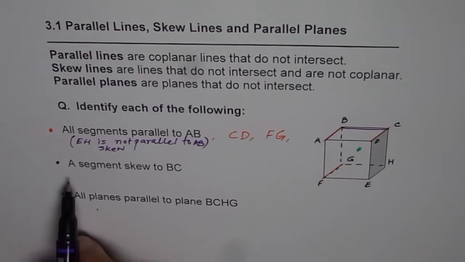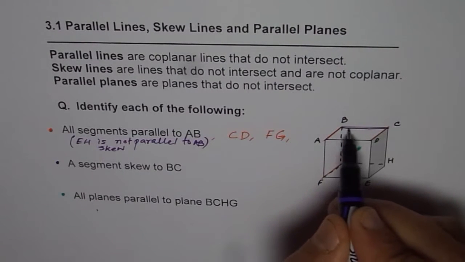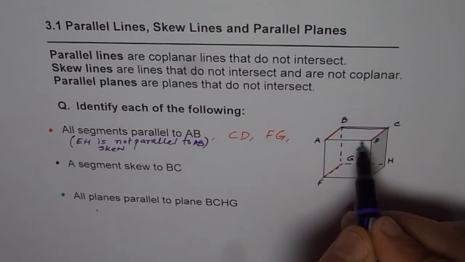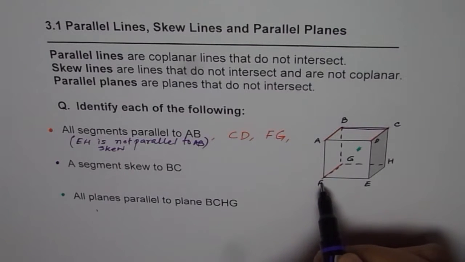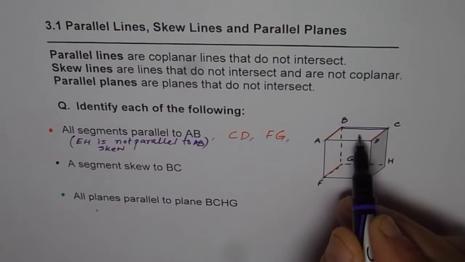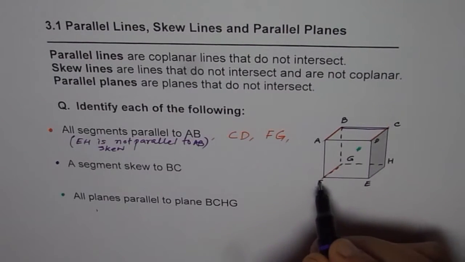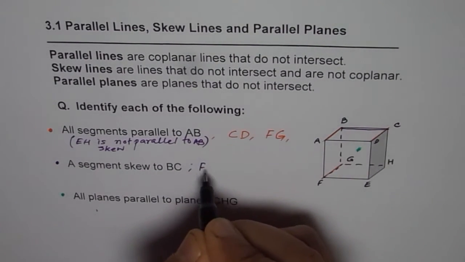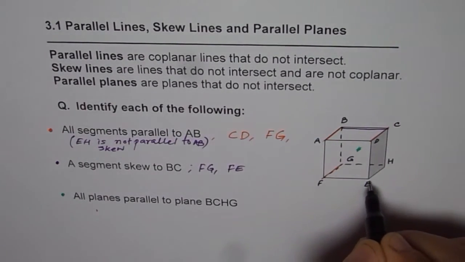Now let's get back to the next question, which is a segment skew to BC. So now we are considering all skew segments. That means different plane. Now when you're talking about BC, you can consider the plane ABCD. The plane ABCD has BC. If you see the plane FGHE, these are two different planes, so the segments in this plane will be skew. So let's write them down. FG is a skew segment. Then FE is skew, and EH is skew.